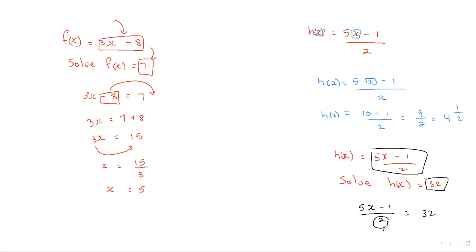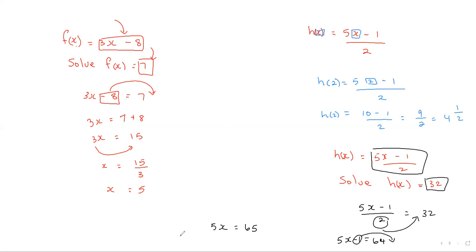So you're gonna carry across the 2. It was dividing, so when it goes across, it becomes multiplying. So I end up with 32 times 2, which is 64. Then I have to carry this across. It was minusing. So when it goes across, it becomes adding. So we have 64 plus 1, which would be 65.